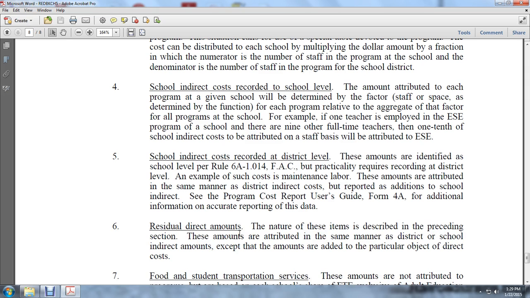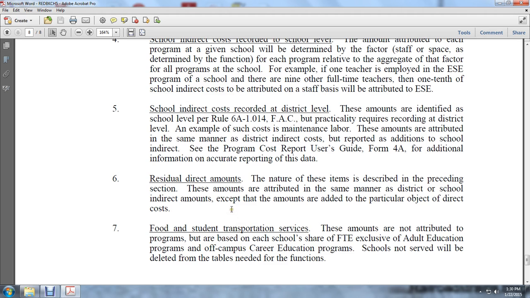Residual direct amounts of the nature and items described in the preceding section, the amounts are attributed in the same manner as district and school indirect, except for the amounts added to the particular object's direct cost. For food and student transportation services, the amounts are not attributed to the programs but are based on each of the schools' shares of the FTEs, exclusive of all education programs, off campus career education program schools not served at the school, and deleted of the tables needed for the function.